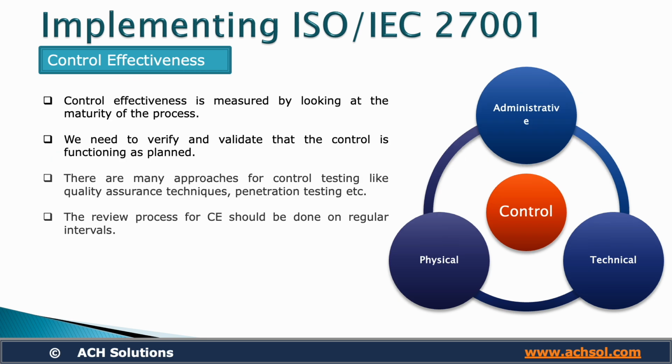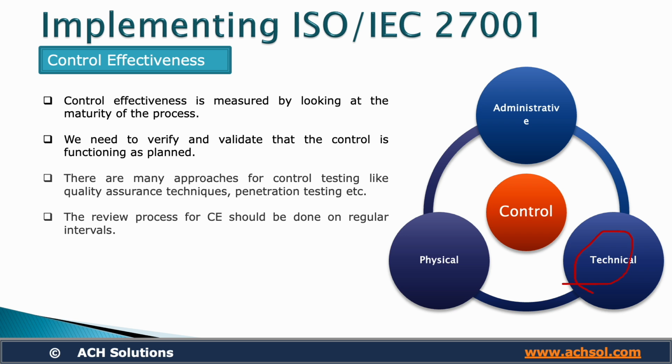Basically, control effectiveness is measured by looking at the maturity of the process. Maturity of the process means what? At what level of maturity you are. I will give you an example here. Let's say someone gives you a risk rating that, hey, you don't have a firewall implemented. So what will be the control to mitigate the risk? You will implement a firewall. So that will be a technical control which you will apply.